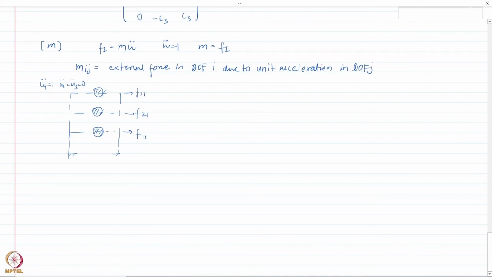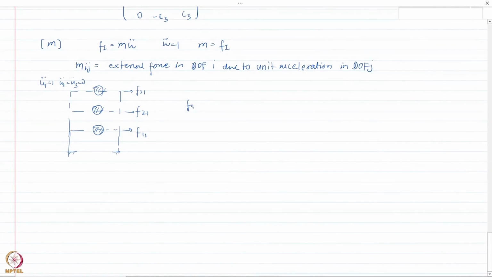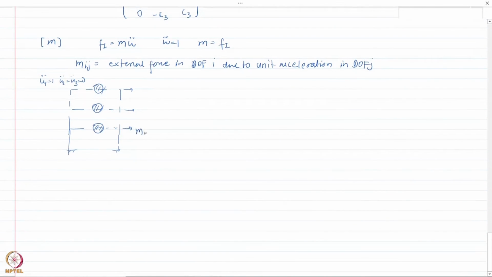So in this case, if the unit acceleration is only applied at 1, there are no forces in F21 or F31 because these are not connected, right? So I can directly say, if the unit acceleration is only applied at mass m1, F11 would be, or not, let us not call it F11, sorry, let me rewrite it. Let us call it M11, so mass influence coefficient, M21 and M31.